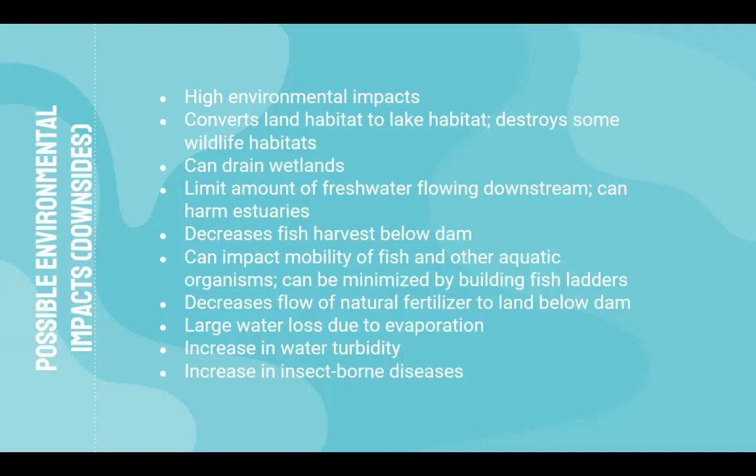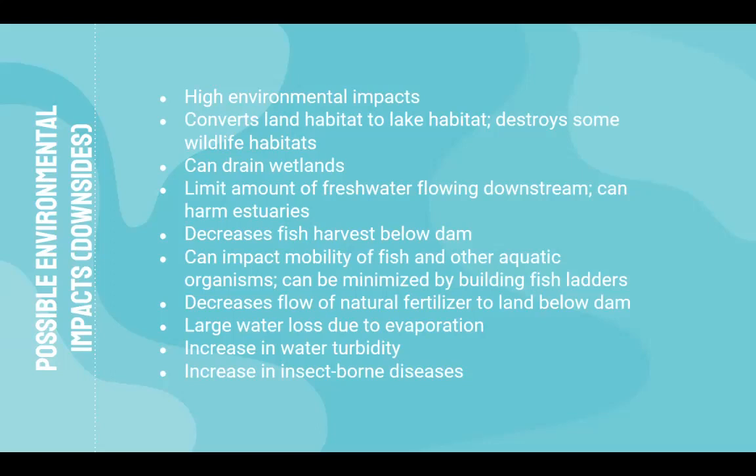And so while we don't have all of those fossil fuel related problems, we do definitely have environmental impacts in terms of ecosystem. This decreases fish harvest below the dam and can impact the mobility of fish and other aquatic organisms as they try to go up. We can minimize some of that with fish ladders, but it's not a perfect solution. Fish populations are probably the most at risk. If you remember when we went over dams back in our water unit, this is definitely a problem. And you have to make sure that you get them diverted around the turbines because that would kill the fish.